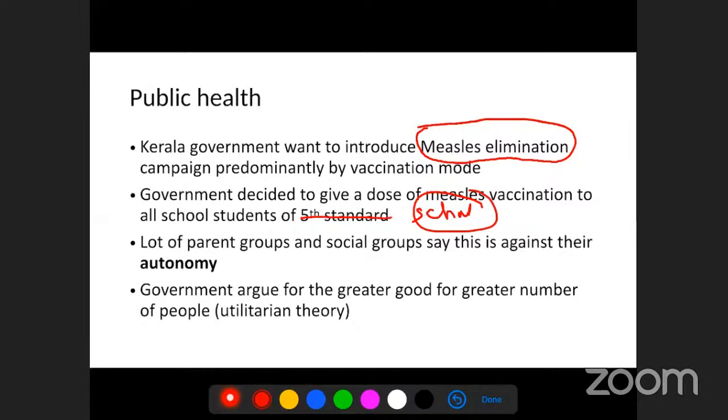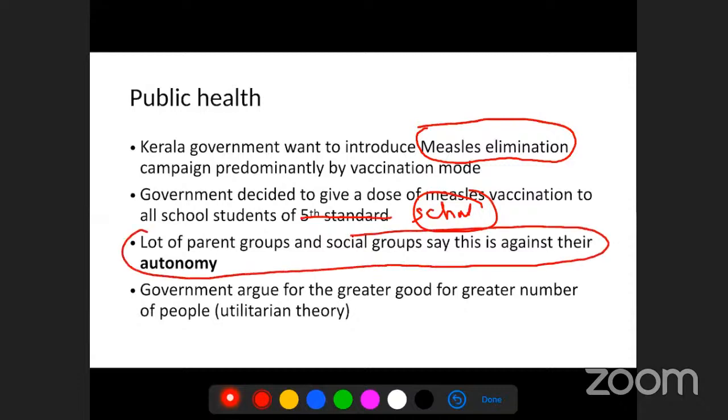Now, a lot of parents and social groups, when the government put on that project, said that this is against autonomy, because the government just put an order that every student studying in the school, whether government or private, should get measles rubella vaccination. They didn't ask for consent. So a lot of groups said that this is against consent because these are minor children. You need not only the student's consent, but also the consent of the legal guardian, the parents. So that was the consent issue.